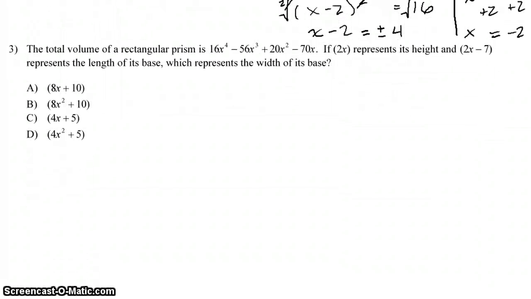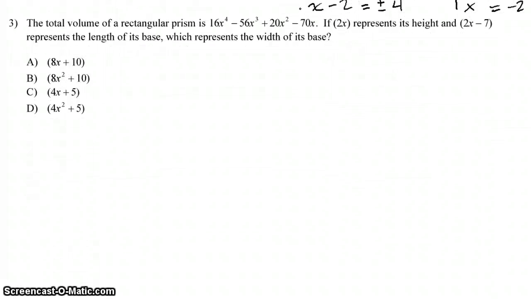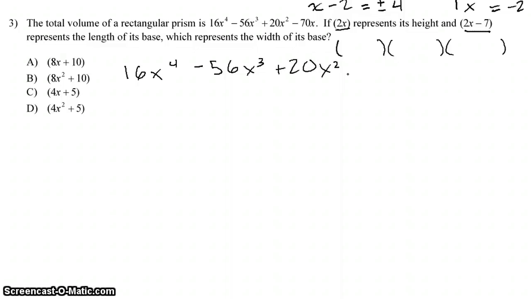Moving down to problem number 3. The way we want to do this is similar to the way we would factor out 4 terms. And remember, that's by grouping. So we group the first 2 and group the second 2. And our goal, if you recall, is trying to get this as length times width times height. So we're trying to get it as something times something times something. And since we know 2 of them, we can figure out what's the last one. So I'm starting off with 16x to the 4th minus 56x to the 3rd plus 20x squared minus 70x.